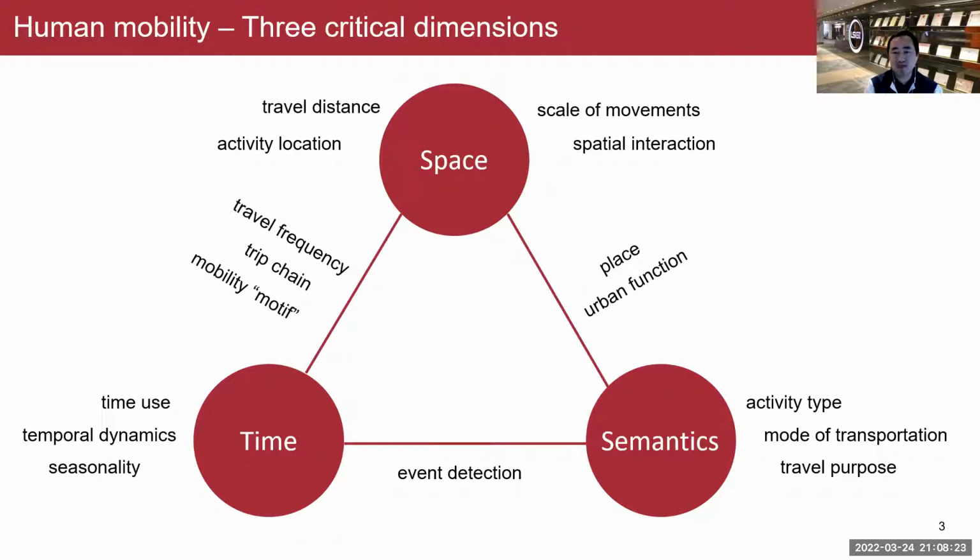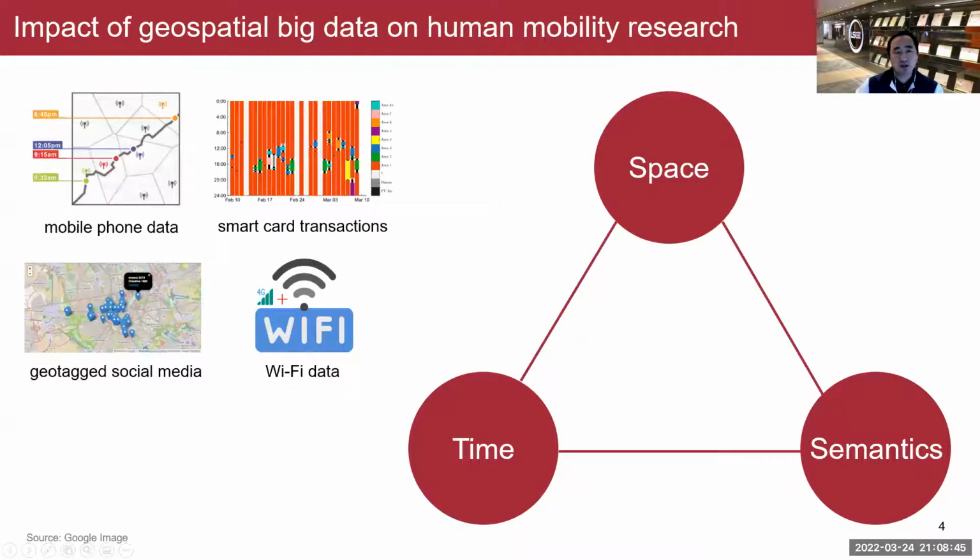When you link space and semantics, you think of place, urban function, land use. And there are also broader concepts in geography, such as human activity space and human dynamics, that would link all these three dimensions together. Our research has tackled some of these concepts, depending on the research context and application purpose.